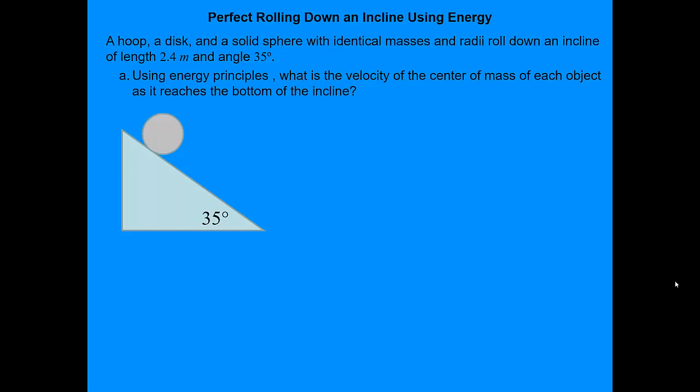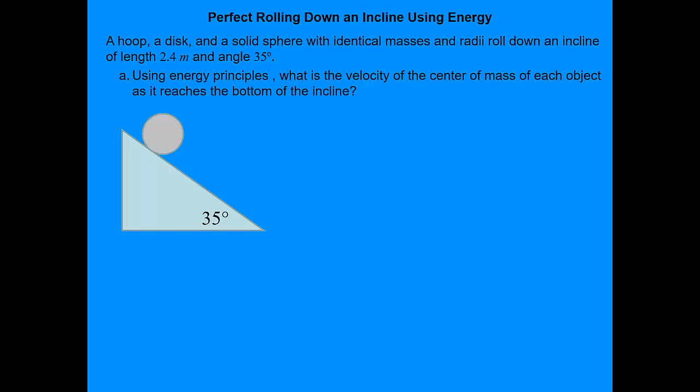It's key from an energy perspective because perfect rolling means static friction, right? It means that the bottom of the hoop, disc, or sphere is at rest with respect to the surface, and therefore you have static friction, and static friction doesn't dissipate any energy. So we'll have no E-dis as part of this problem, which makes it doable.